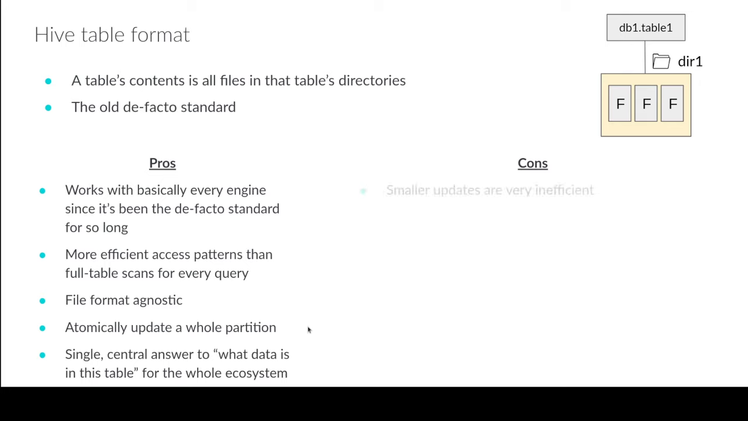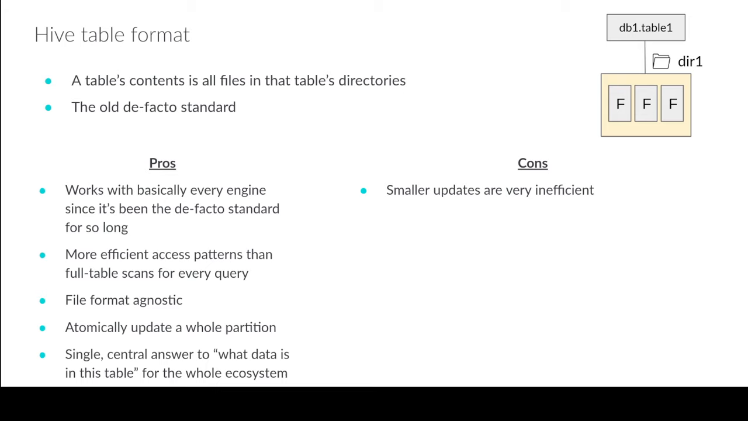Cons. Smaller updates are very efficient. Again, everything's very directory based. So what happens if you only want to update one record that's in one file in one partition? Hive didn't really have a good way to handle this. Essentially what you'd have to do is update the whole partition: go in there, look at all the files, find the record you want to update, and then rewrite the partition.